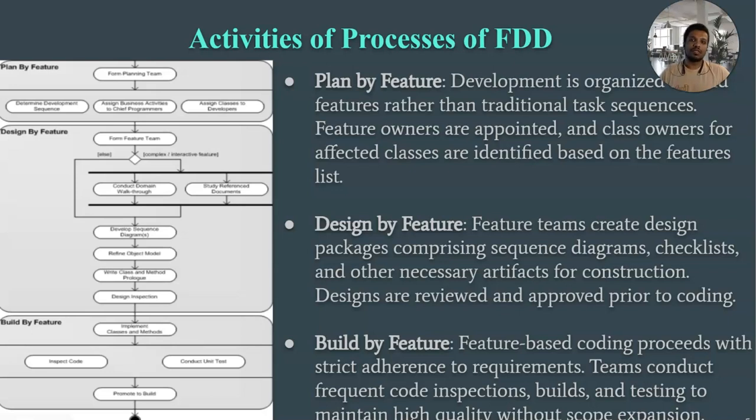So in summary, the 5 key activities of FDD are developing the overall model, building the feature list, planning by feature, designing by feature, and iteratively building each feature. By following this process, FDD allows teams to frequently deliver tangible, working results that provide real business value.